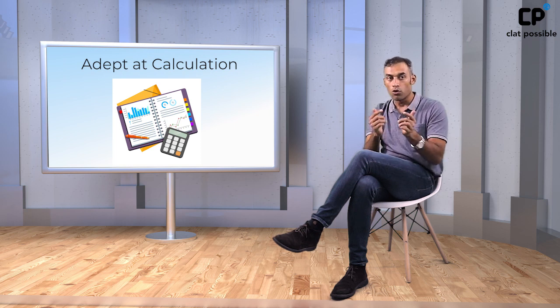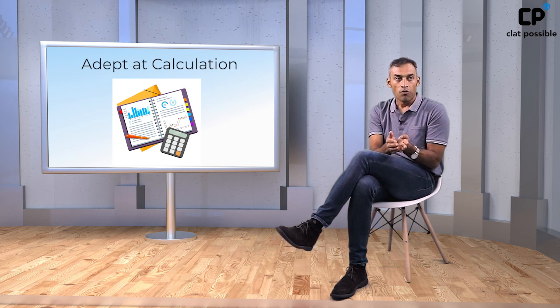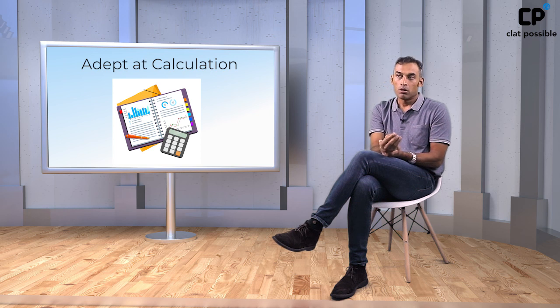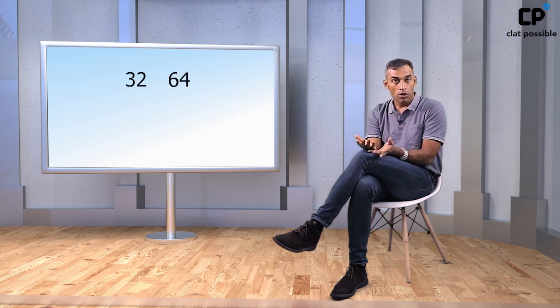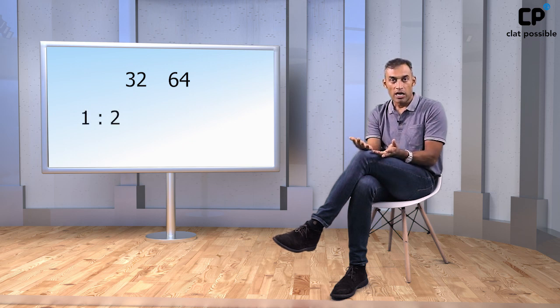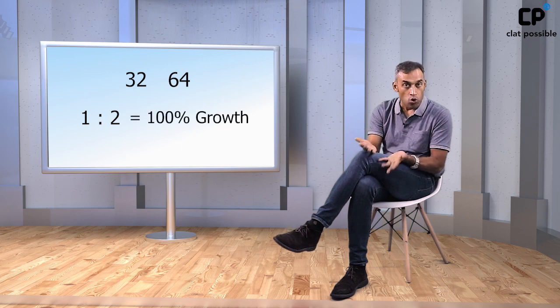Now, to put it in very simple words, if there is a growth percentage that we need to calculate for a number, like from 32 something has grown to, let's say, 64, right? So I do not have to do 64 minus 32 upon 32. We can just see the number is just doubled. So in terms of ratio, it is a 1:2 ratio, and a 1:2 ratio means a 100% growth.